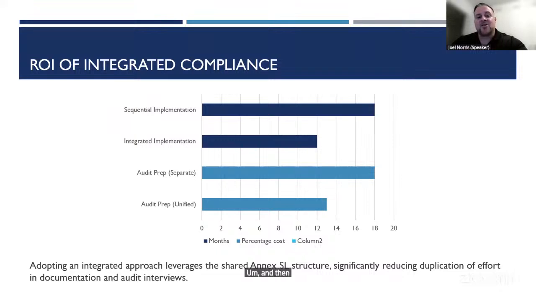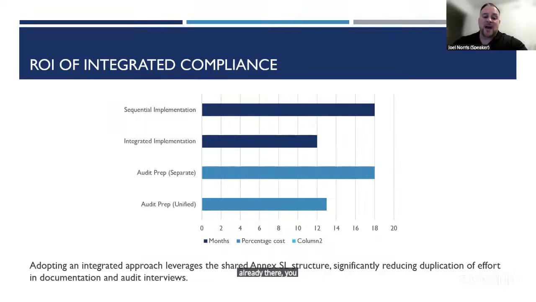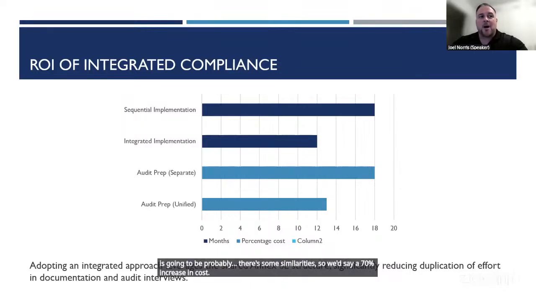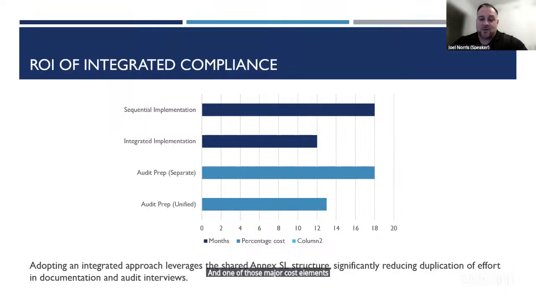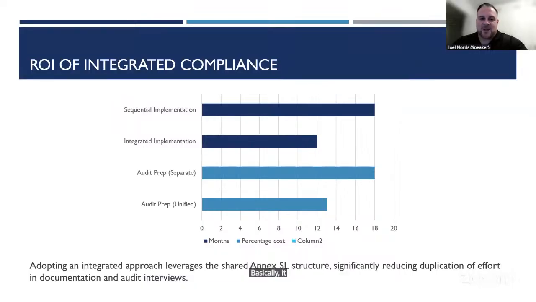And then unified, because you might have some controls already in place, right? From the 27001, for those that are already there, you can estimate to management already that the cost is going to be probably, there's some similarity. So we'd say a 70% increase in cost. And one of those major cost elements is going to probably be what we call an LLM pen test, right? Those are not cheap. Basically, it's a red teaming exercise on your models.